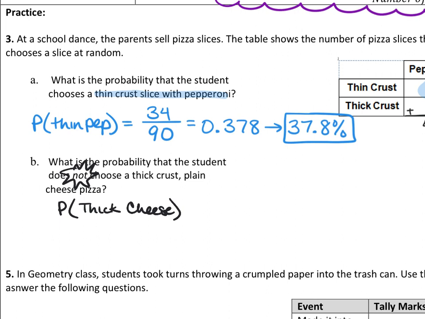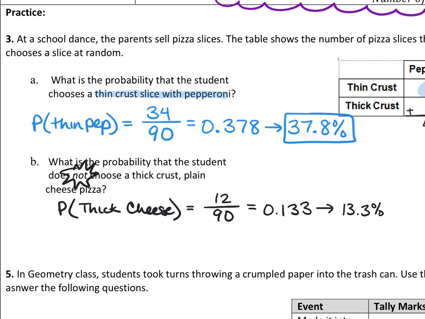Okay. Looking at your table, how many students chose a thick cheese pizza? 12. Out of how many total slices again? 90. Calculator friends, 12 divided by 90. 0.13 and then a whole bunch of 3s, yeah? Okay, we'll leave that as 0.133, which is 13.3%.